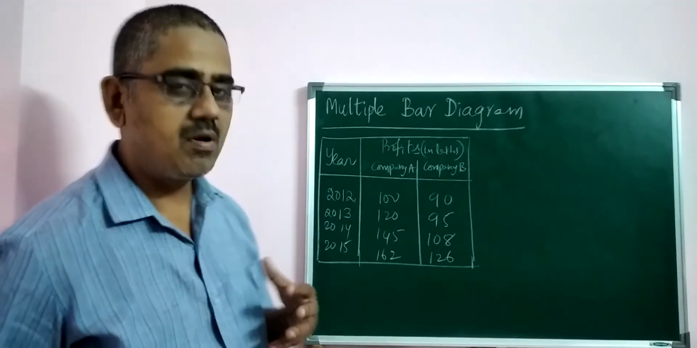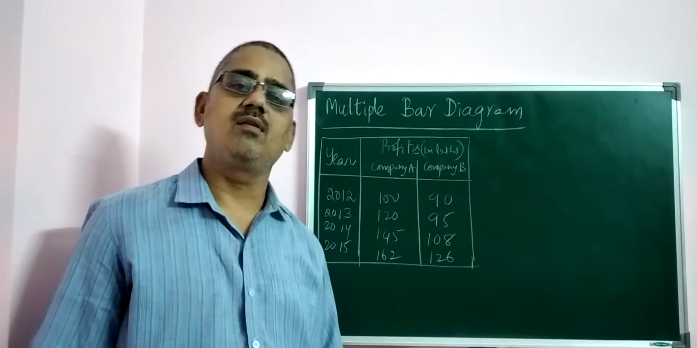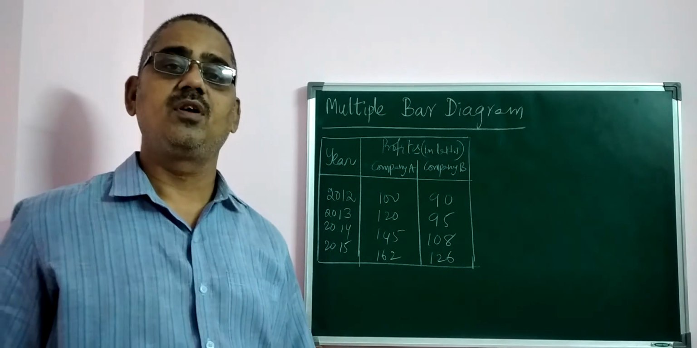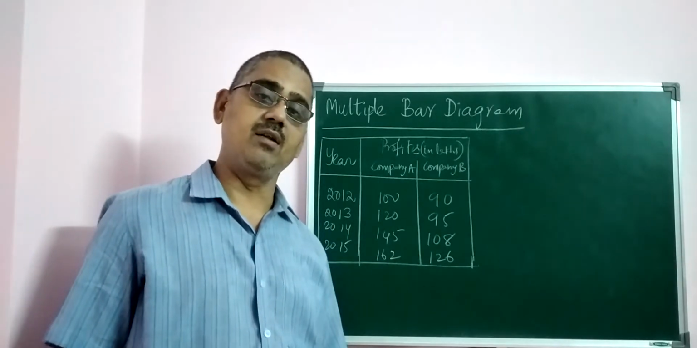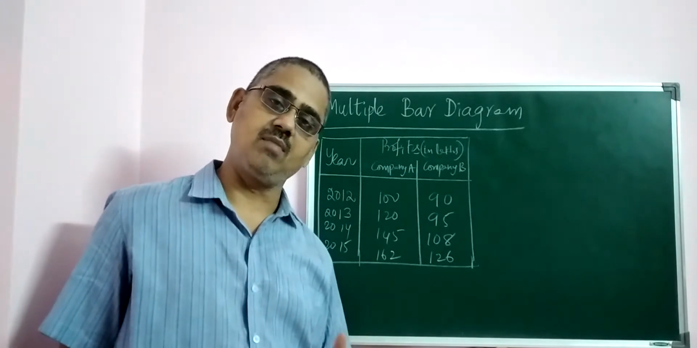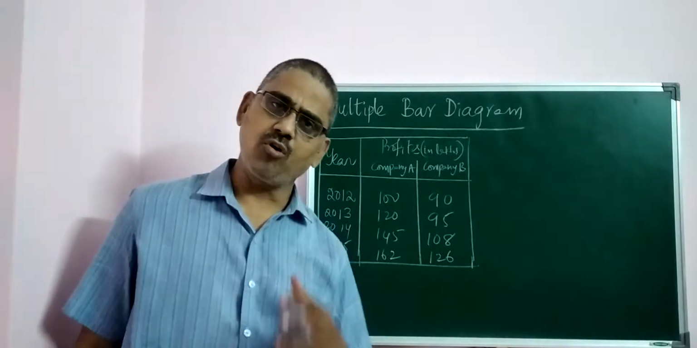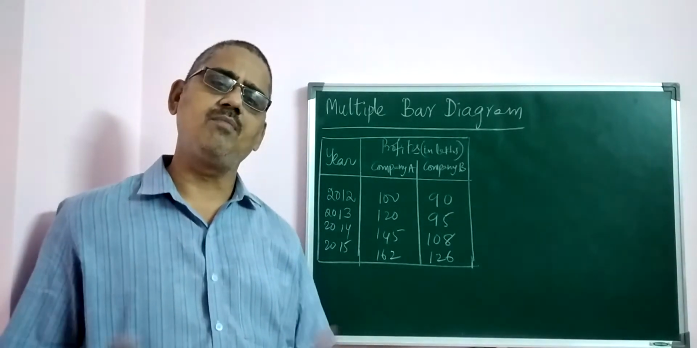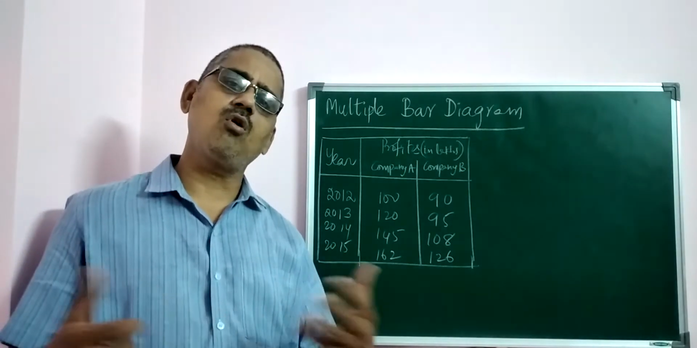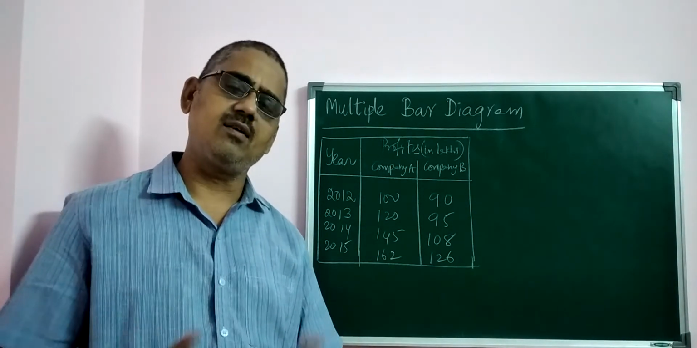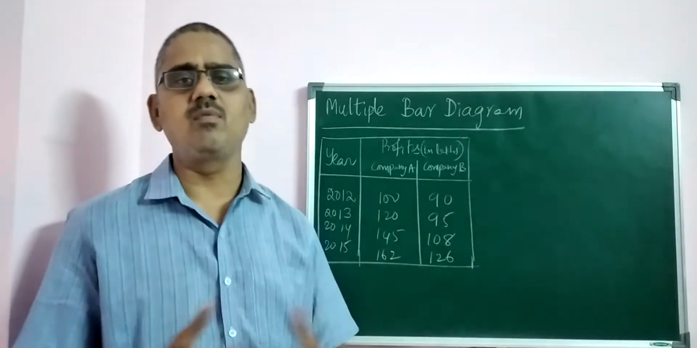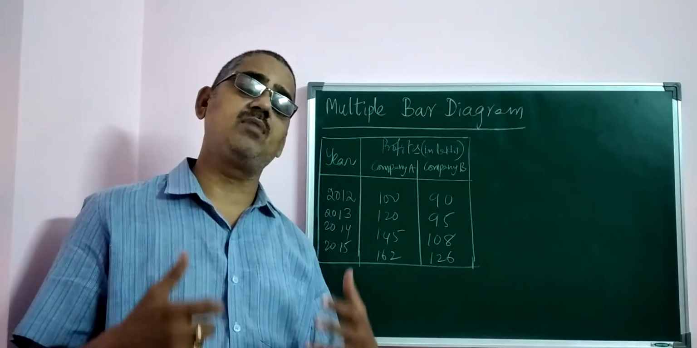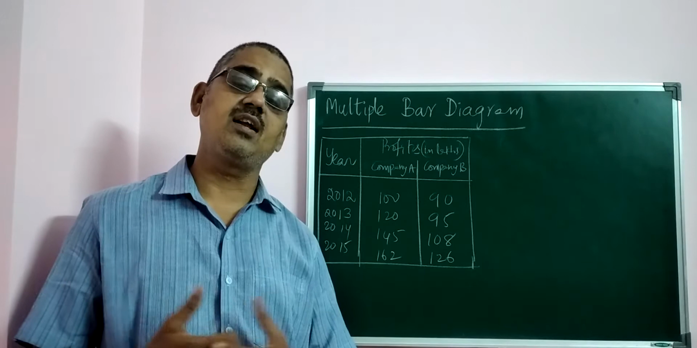In a simple bar diagram, we represent only the value of one variable. If you represent the values of two or more variables for a particular time period, then it is nothing but a multiple bar diagram. It is more useful for the purpose of comparison. If you want to compare two or more related sets of data of a particular variable, then obviously the best choice of representing the data is a multiple bar diagram.